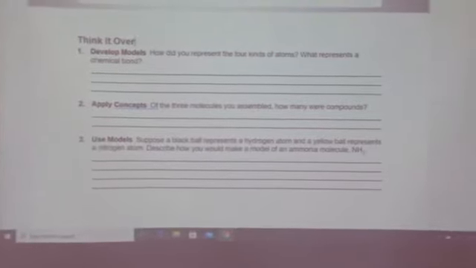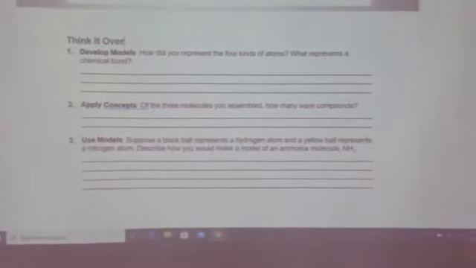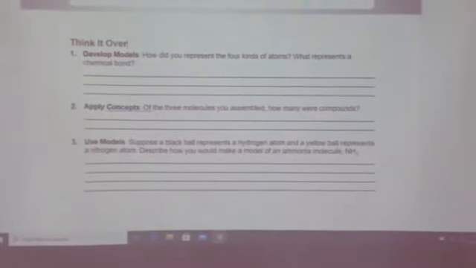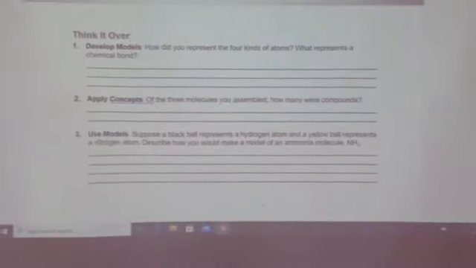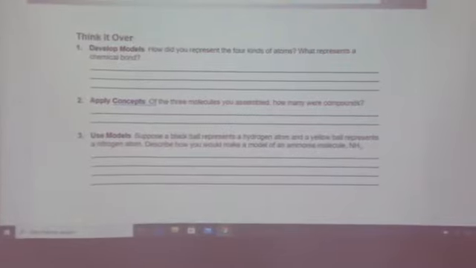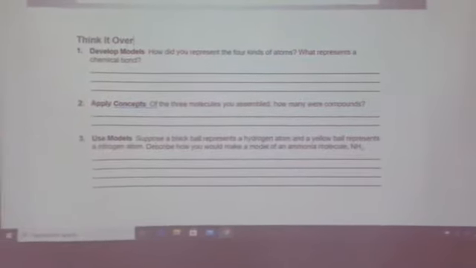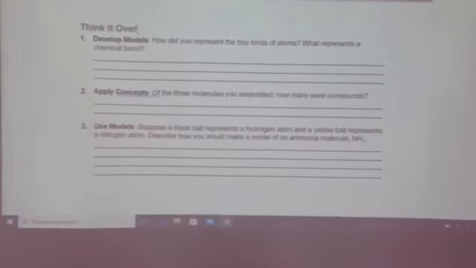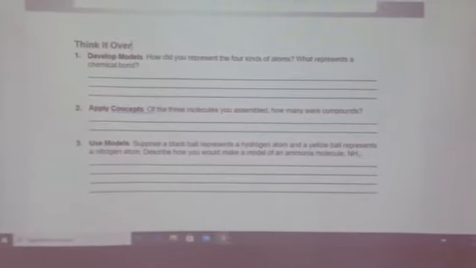Number 2 says apply concepts. Of the 3 molecules you assembled, how many were compounds? Now remember, a compound is something that uses 2 or more different kinds of elements. So, of the 3 molecules, which ones used 2 or more different elements?